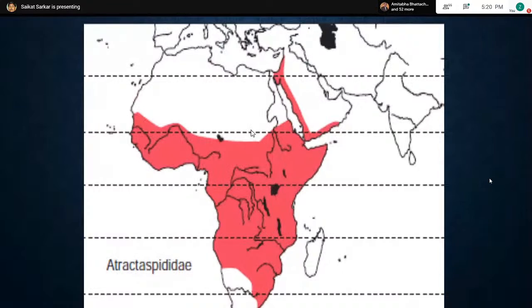This is the distribution of Atractaspis. The Arabian Peninsula also comes under their home range, and the whole of Africa, most of Africa, sub-Saharan Africa, you may say.